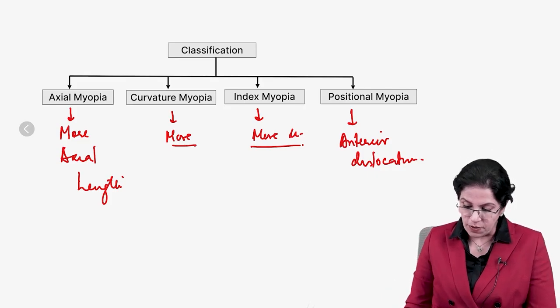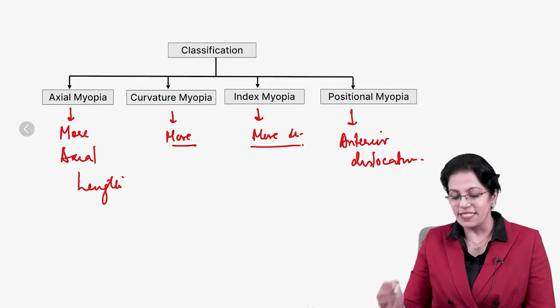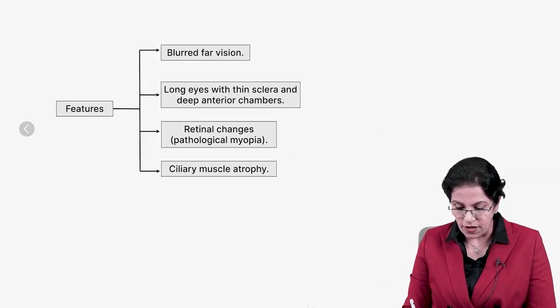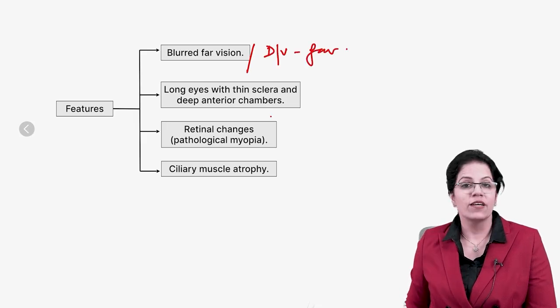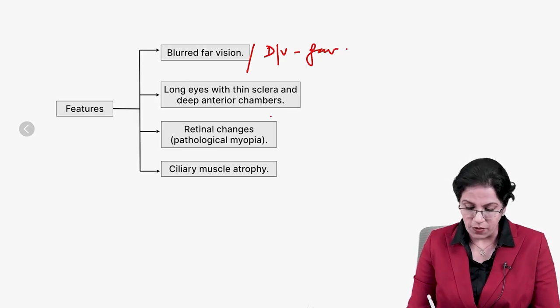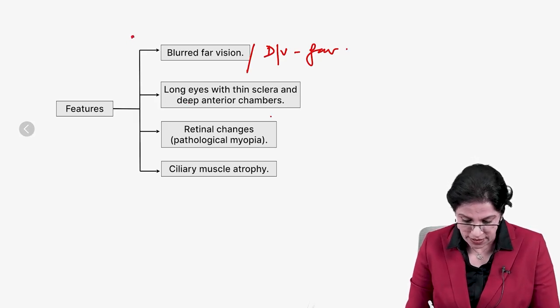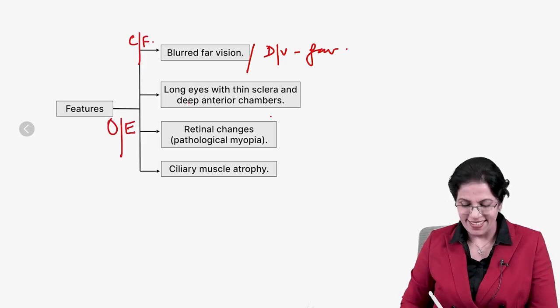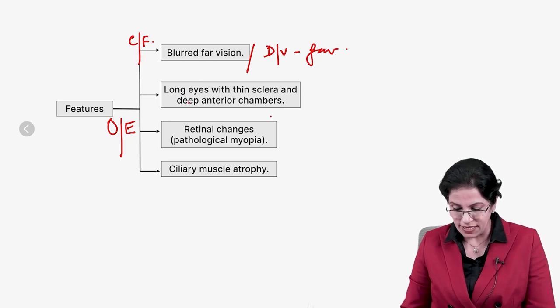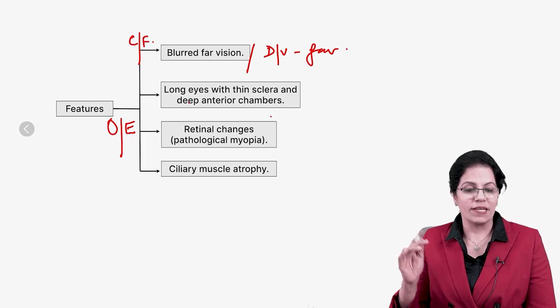Now on exam, how will a patient of myopia present? Of course, there is difficulty in far vision. So either blurred far vision or diminished far vision, right? This is how the patient is going to complain or present. And on examination, what do we see? Instead of learning like this, let's make a diagram and learn this.